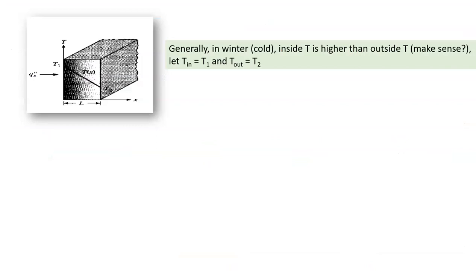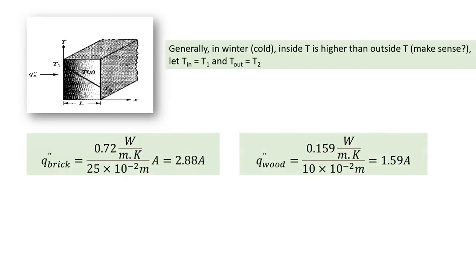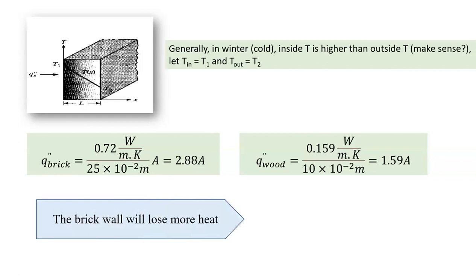Generally in winter, the inside temperature is higher than outside. So you let T in be T1 and T outside be T2, and you would have gotten the heat flux for the brick across the thickness of the brick wall as 2.88 A, A being T2 minus T1, and for the wood it is 1.59 A. From here, you should have seen that Q brick has a larger heat flux, so it's losing heat more to the outside.